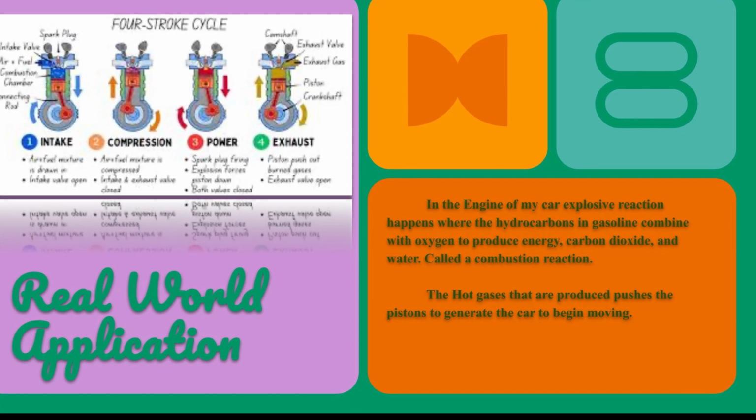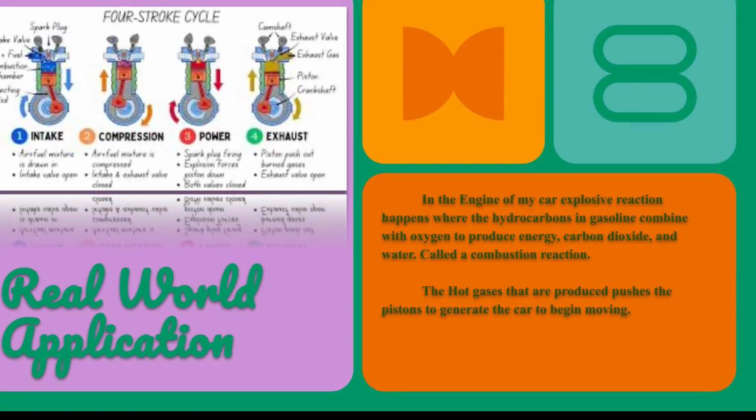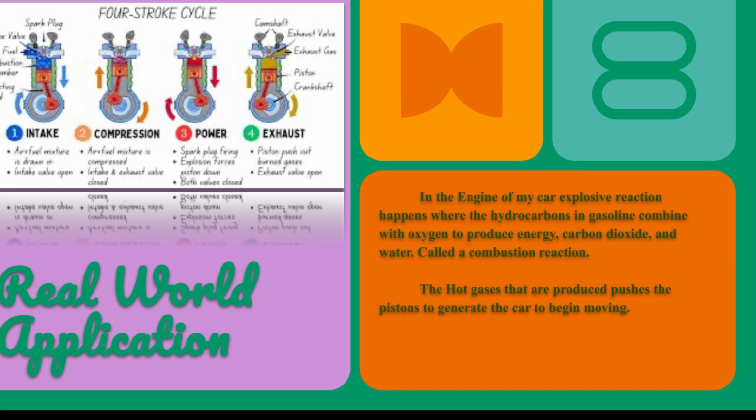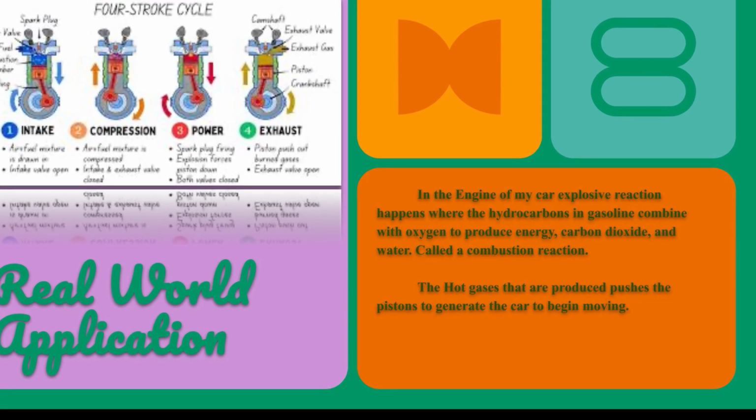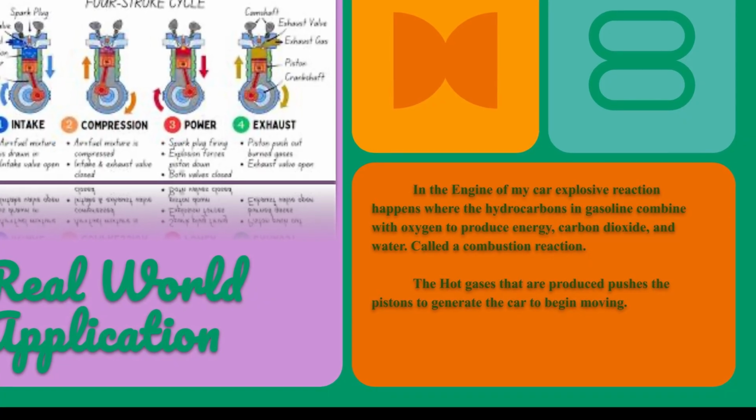In a real-world application, we can use a car engine, for example. In a car engine, an explosive reaction happens where the hydrocarbons in gasoline combine with oxygen to produce energy, carbon dioxide and water, called a combustion reaction. The hot gases that are produced push the pistons to make the car begin moving.